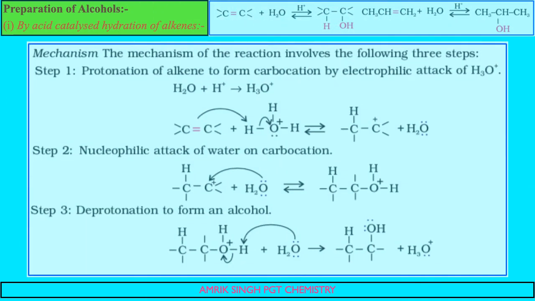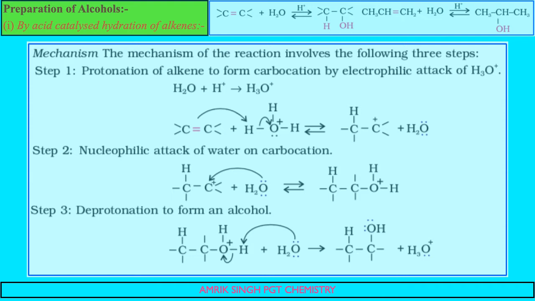The mechanism for hydration of alkene involves three steps. Number one is the protonation of alkene to form carbocation by electrophilic attack of H3O positive. H2O reacts with H positive to change into H3O positive. Alkene reacts with H3O positive and accepts one H positive, and carbocation is formed in this process.